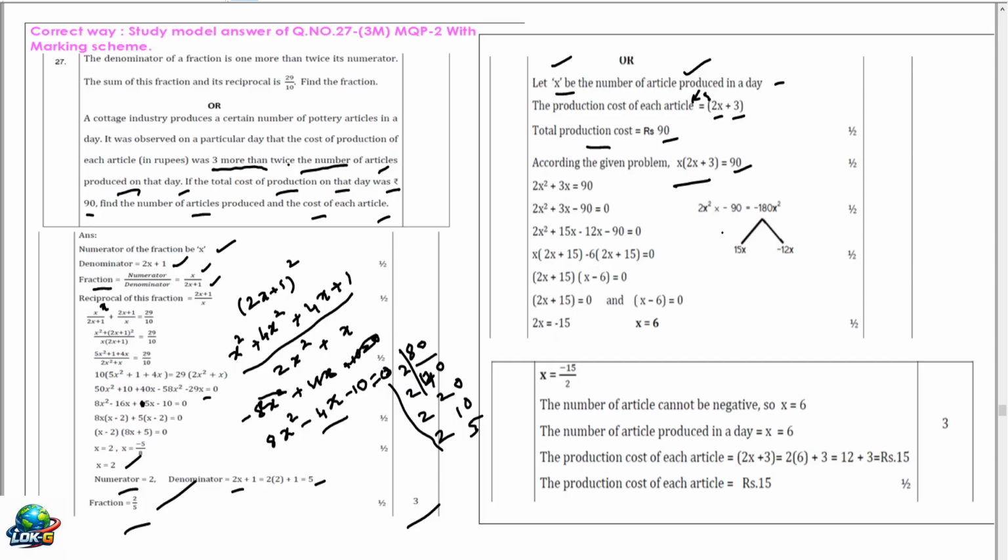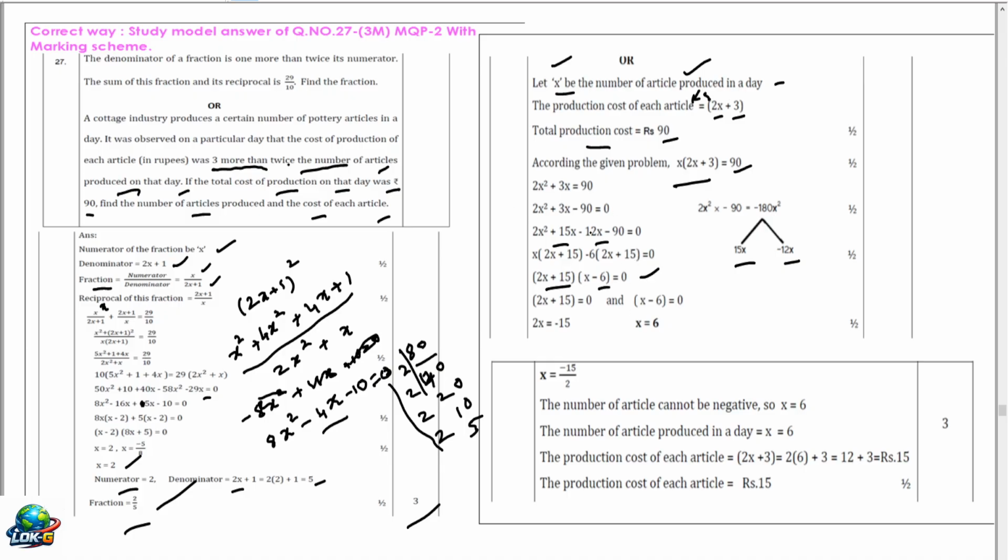Take 90 to the left. Get the factors of 90. Right? You will get the equation 2x square. Even you can divide throughout by 2 also and make it very simple. No problem. They have taken the factors 15 and 12, plus 15x minus 12x. If you factorize, you will get, take x common, 2x plus 15, minus 6 common. You will get 2x plus 15, x minus 6 is equal to 0.